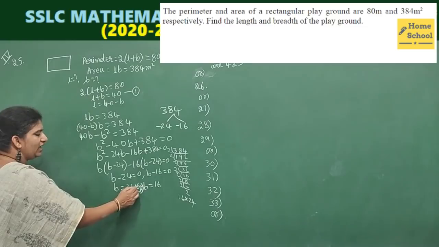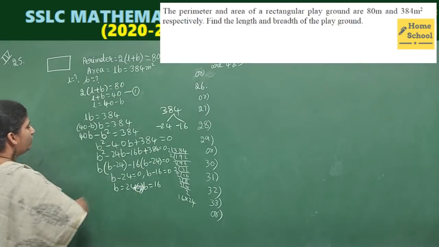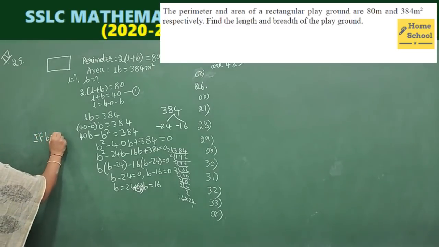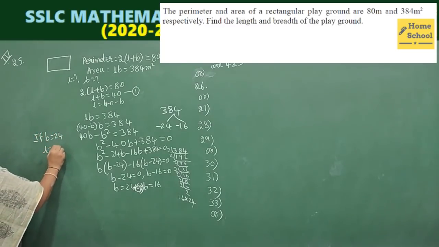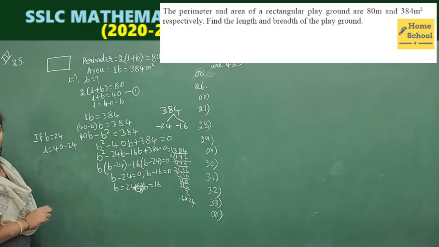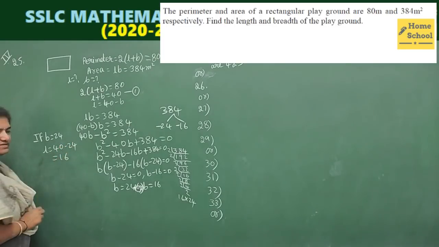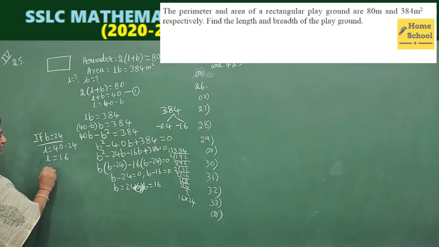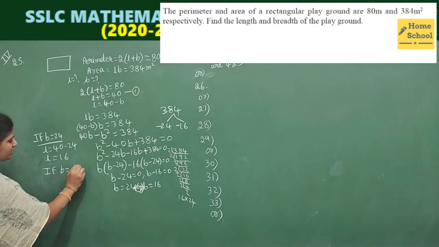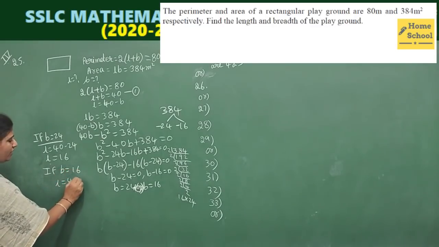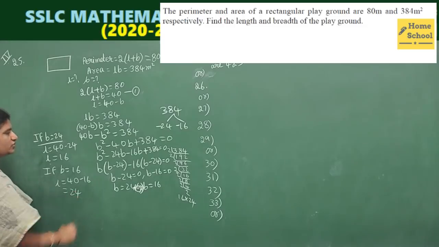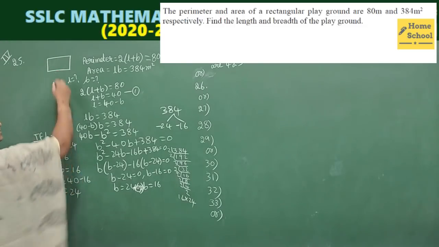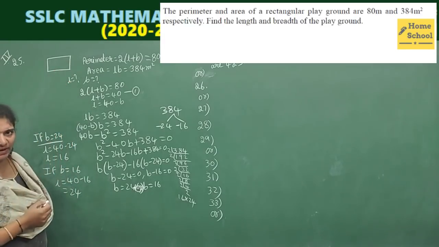Suppose if I take B is 24, find the L value. If B is equal to 24, L is equal to 40 minus 24. That will be 16. Yes. If B is 24, L is 16. If B is equal to 16, L is equal to 40 minus 16. That will be 24.